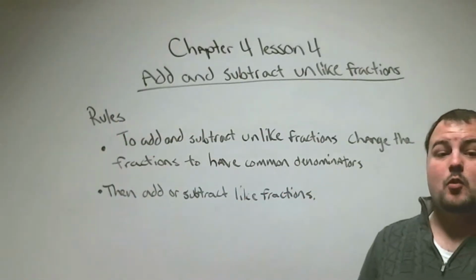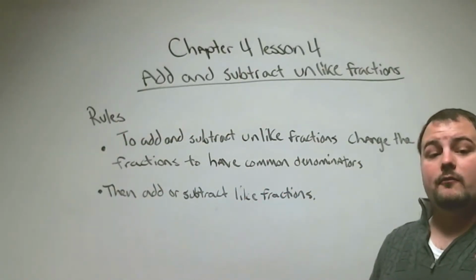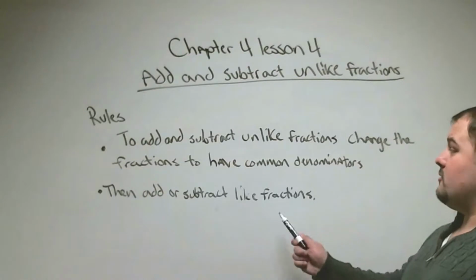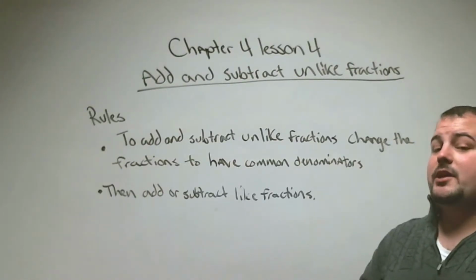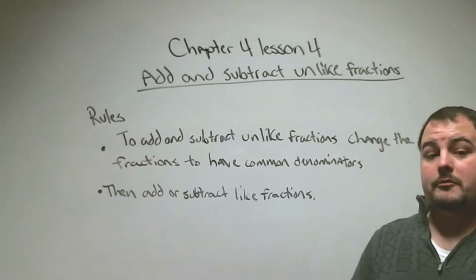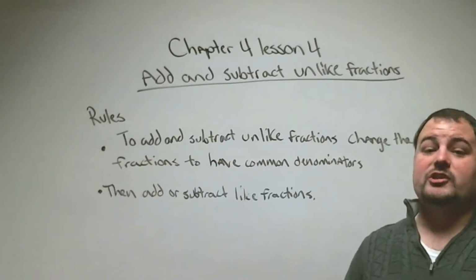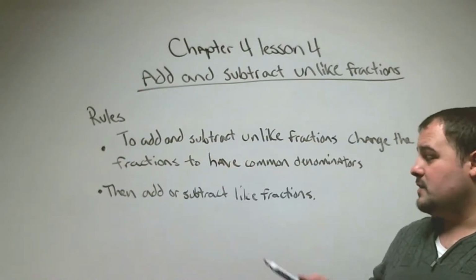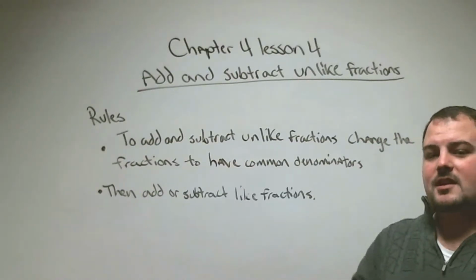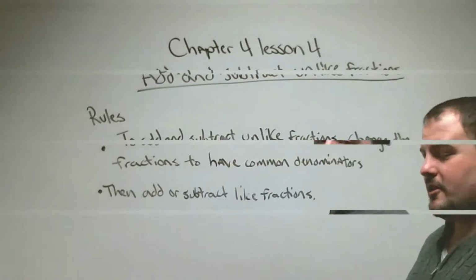Alright, in chapter 4, lesson 4, our rules are this. To add or subtract unlike fractions, we actually have to change the fractions so that the denominators are the same. So what we're really doing is changing unlike fractions to become like fractions. Once they're like fractions, all we got to do is add or subtract those like fractions. So that's what we're going to do in this lesson. Let's go ahead and start.